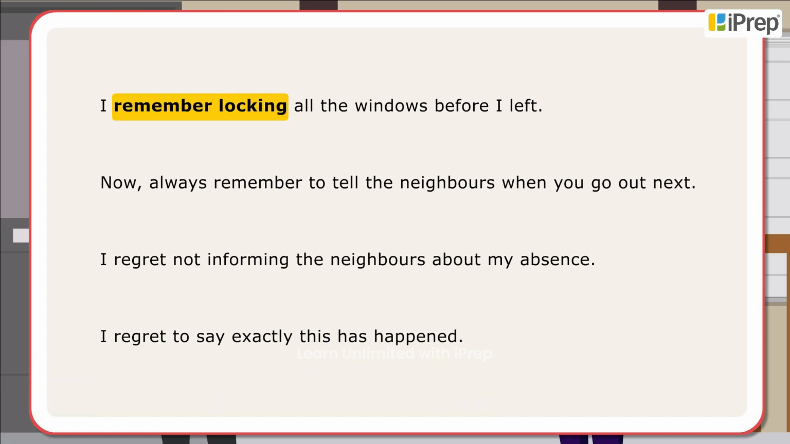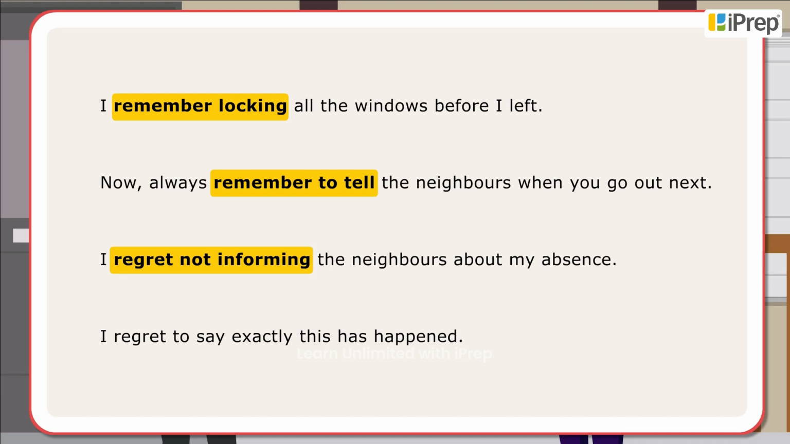Here is an example of a sentence with verb remember plus ing. I remember locking all the windows before I left. Sentence with verb remember plus to and infinitive. Now always remember to tell the neighbors when you go out next. Sentence with verb regret plus ing. I regret not informing the neighbors about my absence. Sentence with verb regret plus to and infinitive. I regret to say exactly this has happened.